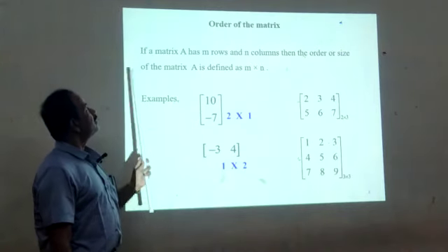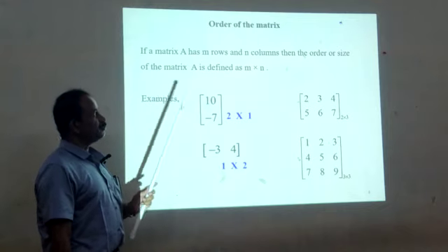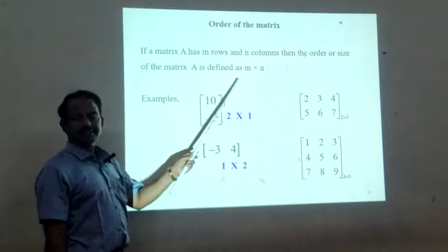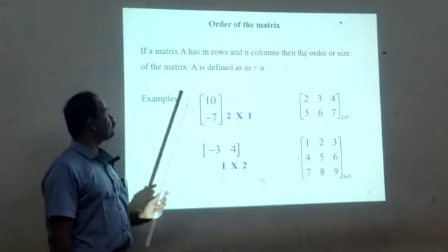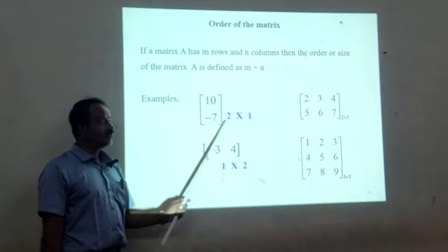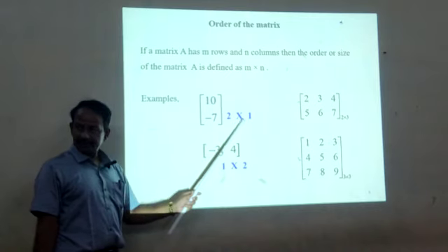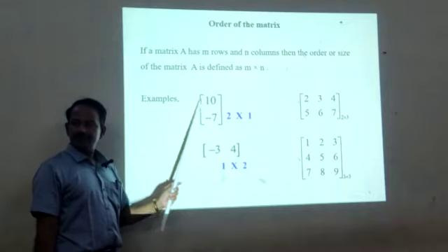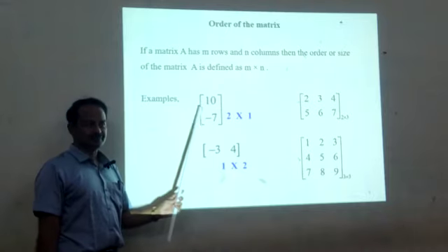Order of the matrix. If a matrix A has m rows and n columns, then the order or size of the matrix A is defined as m by n. For example, what is the order of the matrix? As I said earlier, this stands for m and this stands for n. So m by n means we have 2 rows and a column.